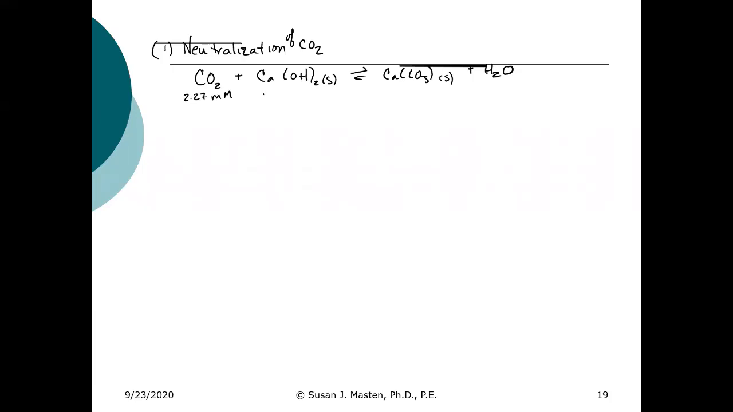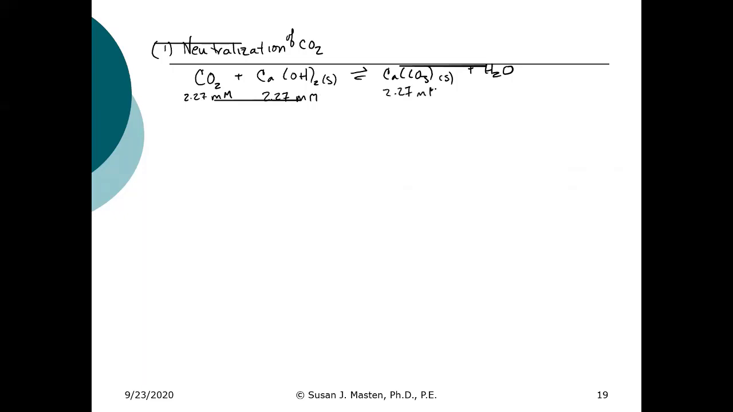Exactly. 2.27 millimoles. How many millimoles per liter of calcium carbonate do we form?